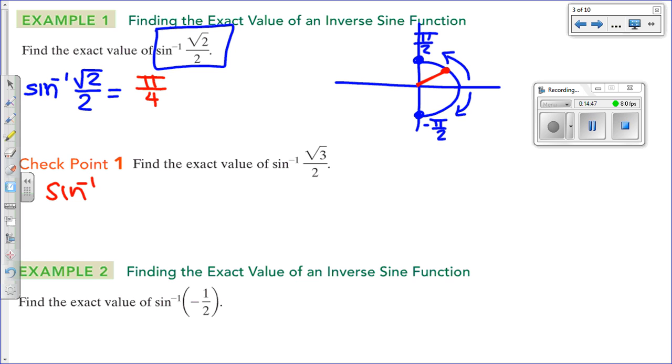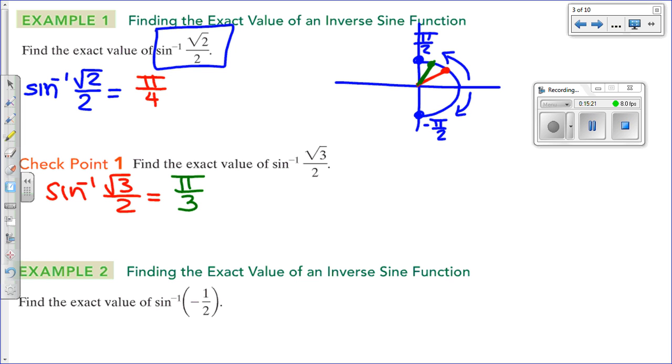So sine inverse of the square root of 3/2. Now, are we talking about the first quadrant or the fourth quadrant? The first. So now, will that be here or here? Would it be above or below our point? Above, right here. And so that angle, do you guys know what's the angle that corresponds to that? Pi over 3. And if you're not sure, you can look at your table that is on the slide before.